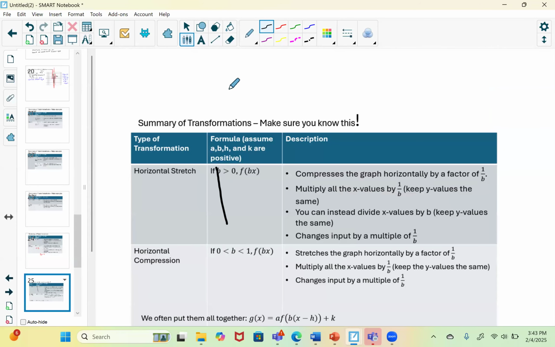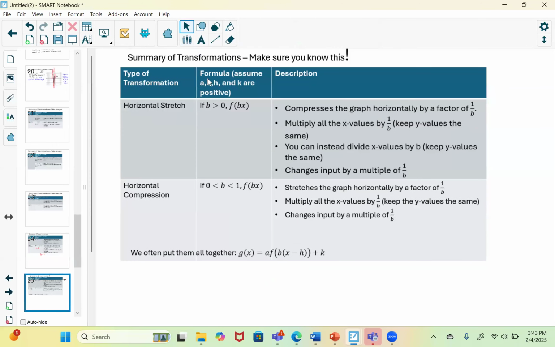The last one is inside. If b is greater than 1, and b is on the inside, it compresses the graph horizontally by a factor of 1/b. We multiply all the x values by 1/b. Again, you can instead divide all the x values by b. We keep the y values the same, so it changes the input by a multiple of 1/b. It does the same thing if b is between 0 and 1. You change it by a factor of 1/b and keep all the y values the same.